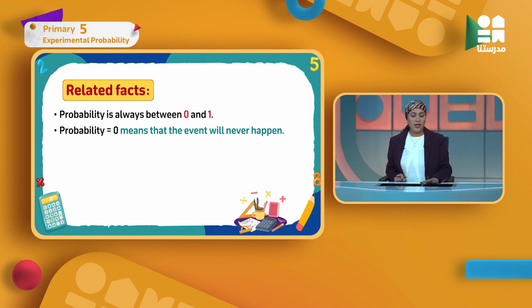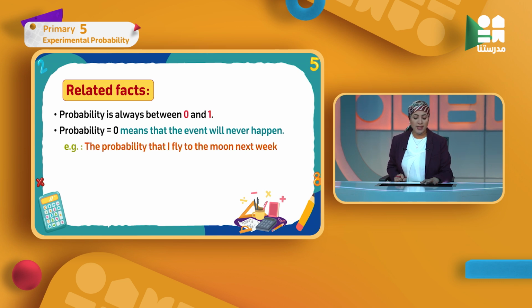Okay, here its probability is 0. It means that the event will never happen. Example, the probability that I fly to the moon next week. I'm not going to fly to the moon next week or anytime soon. So this probability is equal to 0.